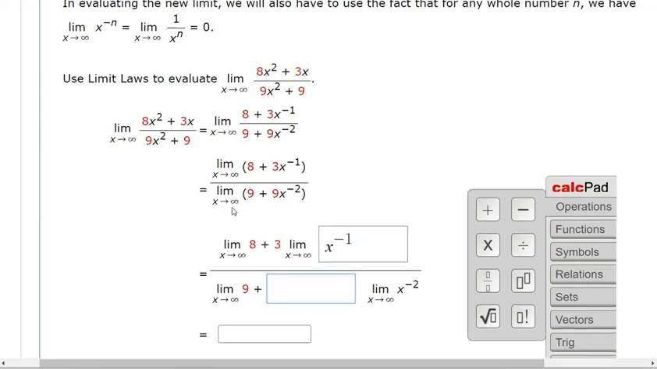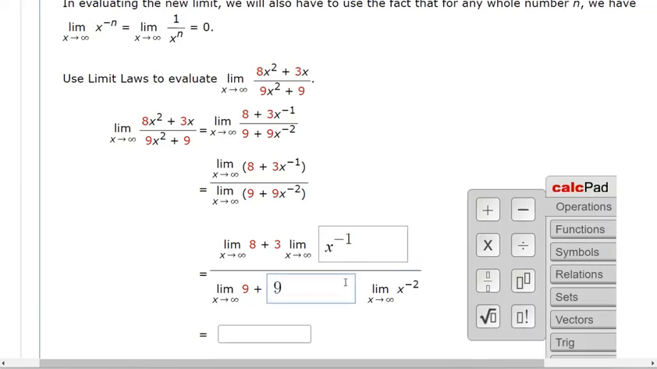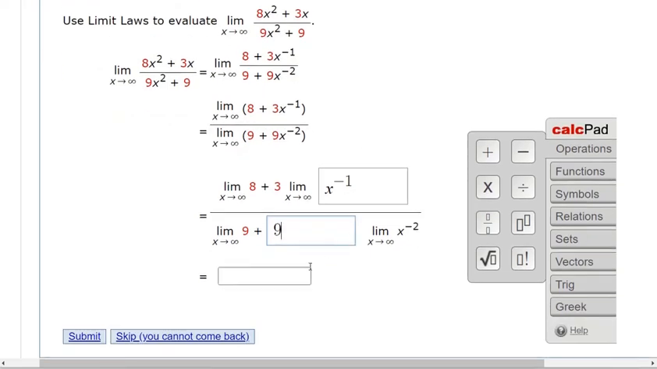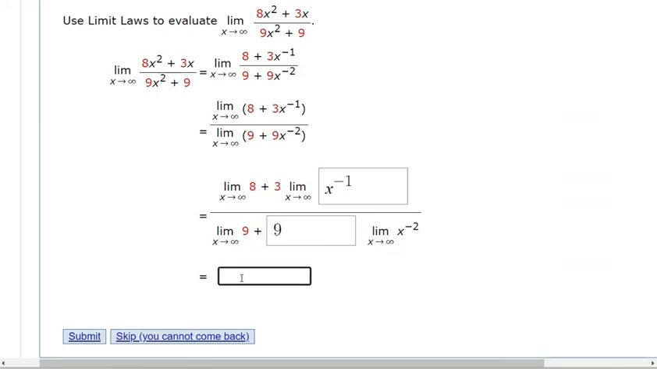And same over here. Limit as x approaches infinity of 9. Oh, we've got that. So they got the x to the negative second part here. What they're missing is the 9. 9 times the limit as x approaches infinity of x to the negative second power. Okay, so the limit as x approaches infinity of x to the negative first, that's 0. Limit as x approaches infinity of x to the negative second, that's 0. So 0 times 3, 0 times 9, that just cancels out. We're just left with these constants, 8 over 9.